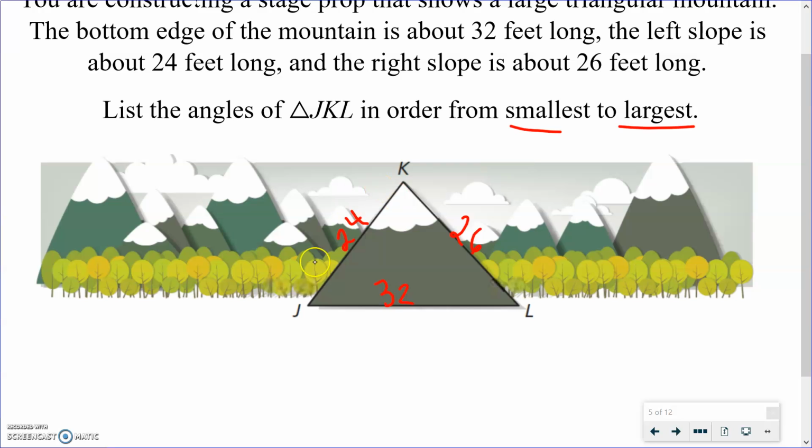Well, we want to look first at the smallest side, and that's across from angle L, so angle L is the smallest. Then the next smallest side is across from angle J, so angle J is the next smallest. And then angle K is across from the largest side, so it's going to be the largest angle.